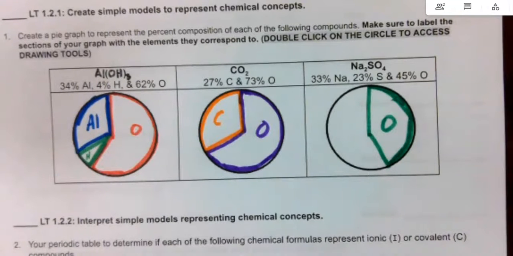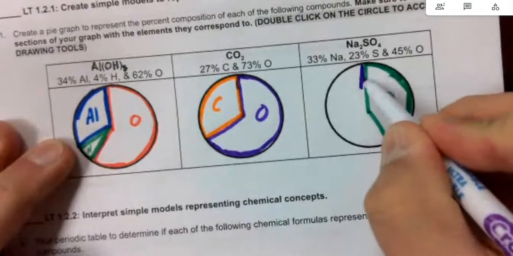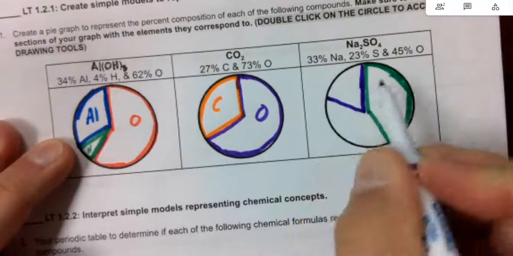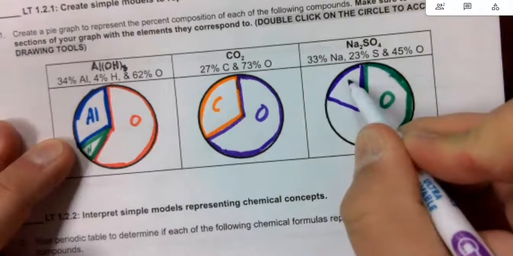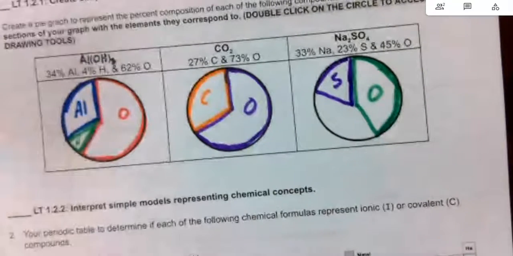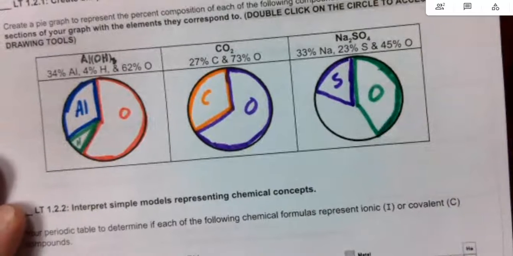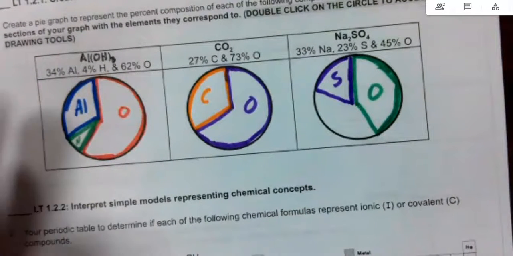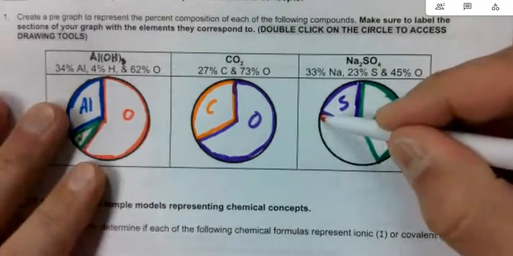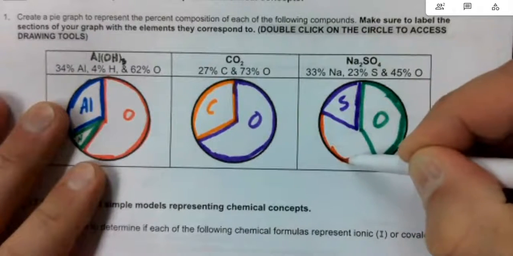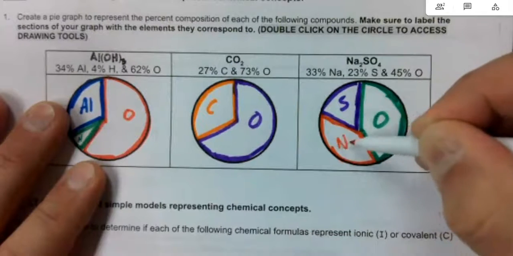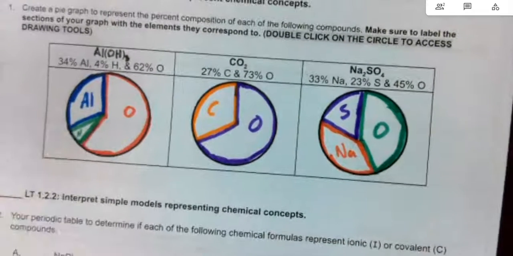23% for sulfur would be a little less than 1/4. So here I can take a little less than 1/4. So come to this section, and then instead of going straight across, I'm going to go up at an angle. So it's less than 1/4. That's for our sulfur percentage. And then 33% sodium, we should have about 1/3 of the pie left, which we do. And so that could represent our sodium section of this pie, the sodium percentage at 33%. And so we're going to name that in A. Alright? Excellent.